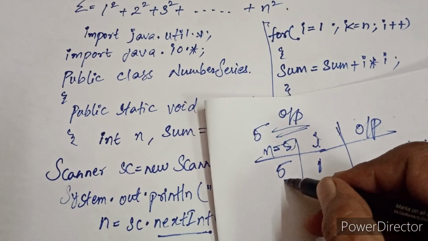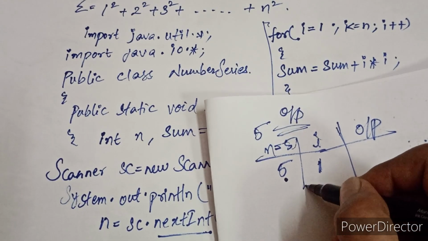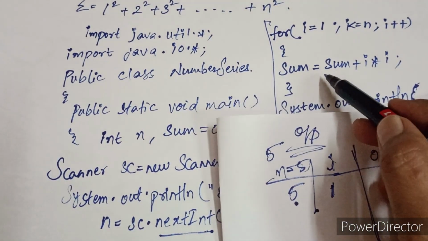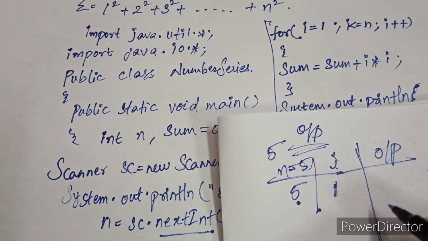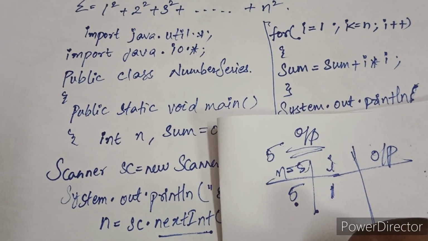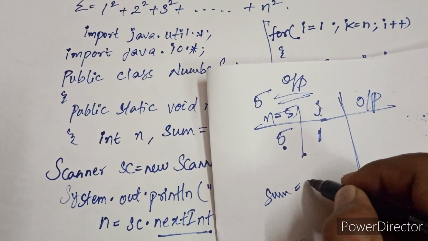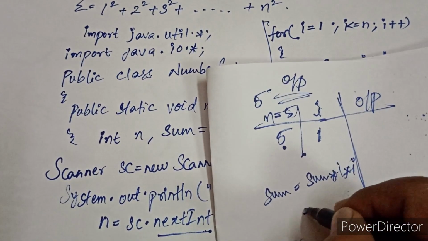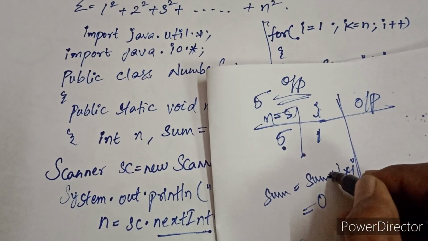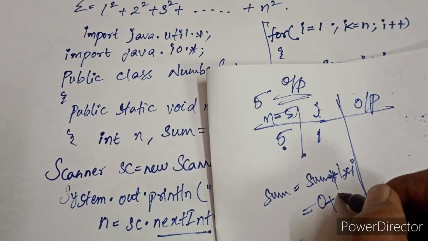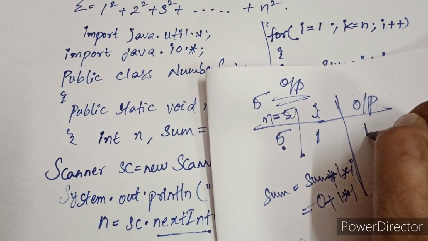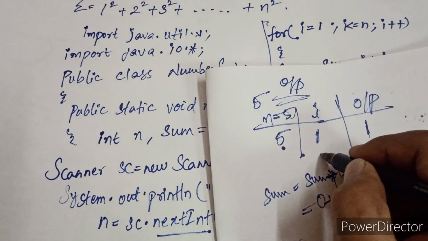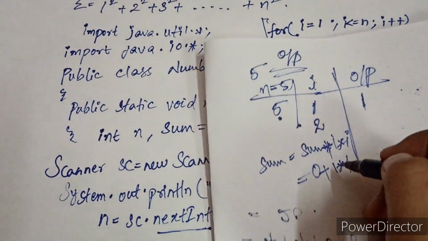1 is less than or equal to 5, the condition is true. The moment the condition is true, it will execute this formula: sum equal to sum plus i into i. What is my sum value? 0. 0 plus, what is my i value? 1 into 1. So first 1 will come. Then i is incremented. i becomes 2.